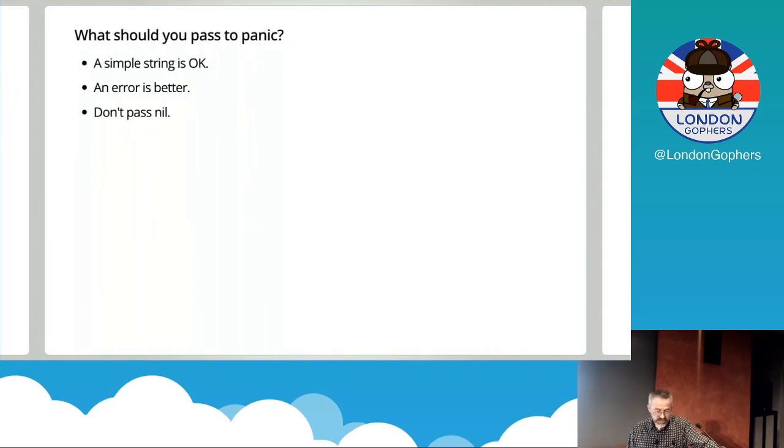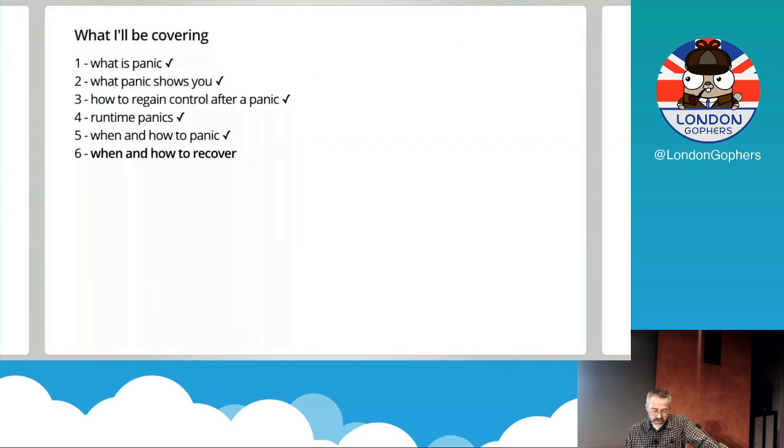So, what should you pass to panic? A simple string's okay, but an error is better. The benefit of this being that you can then distinguish between specific error types, as we discussed earlier. And don't pass nil, because if you do pass a nil, even by accident, then any recover that you try and do will not be able to know that it was recovering from a panic. It'll just think it's a no-op, or it looks like it anyway. Okay, so that's some advice on when and how you should panic.